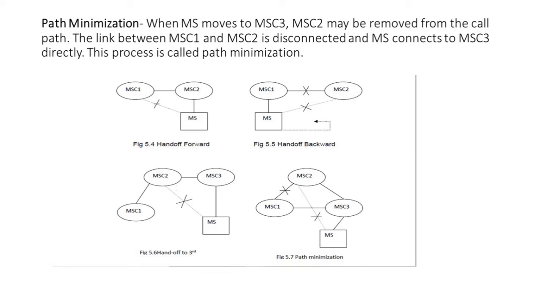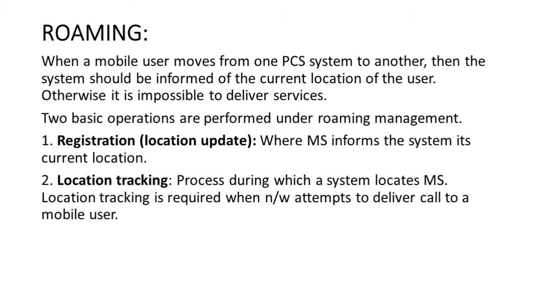Then there is another aspect which has to be taken into consideration, that is roaming. What is roaming? When a mobile user moves from one PCS system to another, the system should be informed of the current location of the user. Otherwise, it is impossible to deliver services. It happens when we are moving from one base station to another, meaning we are leaving our location and going to a newer location. You can assume that you are moving from UP East to UP West, or from UP East to Delhi.